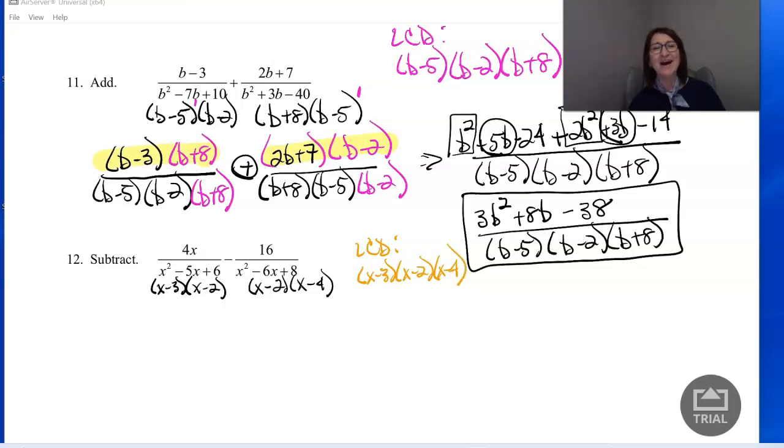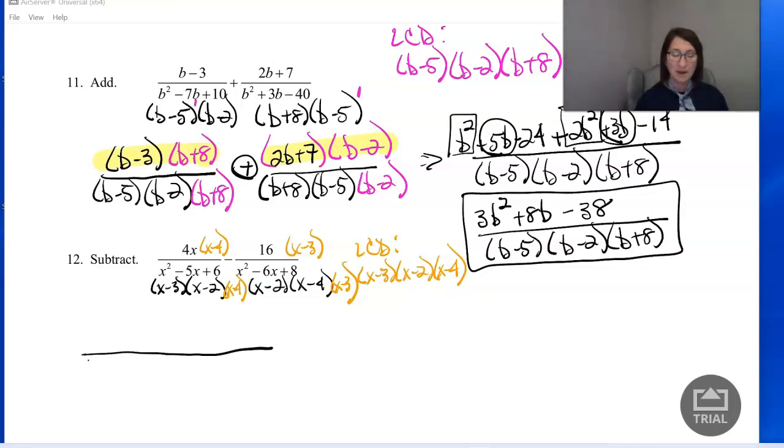Okay? All right, so for this first rational expression, what's missing is the x minus 4. So I'm just going to take a shortcut here. I'm going to write x minus 4, x minus 4. And then for that second rational expression, it's missing x minus 3. X minus 3, x minus 3. Okay, so now we can put everything under the same common denominator.